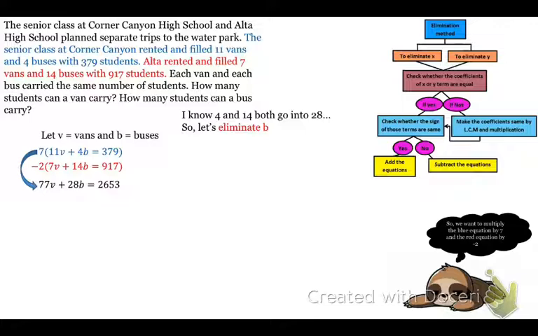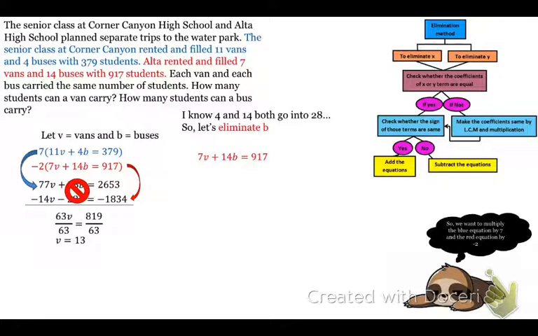Okay, so if we multiply that blue equation by 7, you end up with 77v plus 28b equals 2,653. Multiply the red equation by negative 2, and you get negative 14v minus 28b equals negative 1,834. Okay, add those together, the b's cancel. 77v minus 14v is 63v, and 2,653 minus 1,834 is 819. Divide by that 63, and you get v equals 13. So that means 13 students can fit into one van.